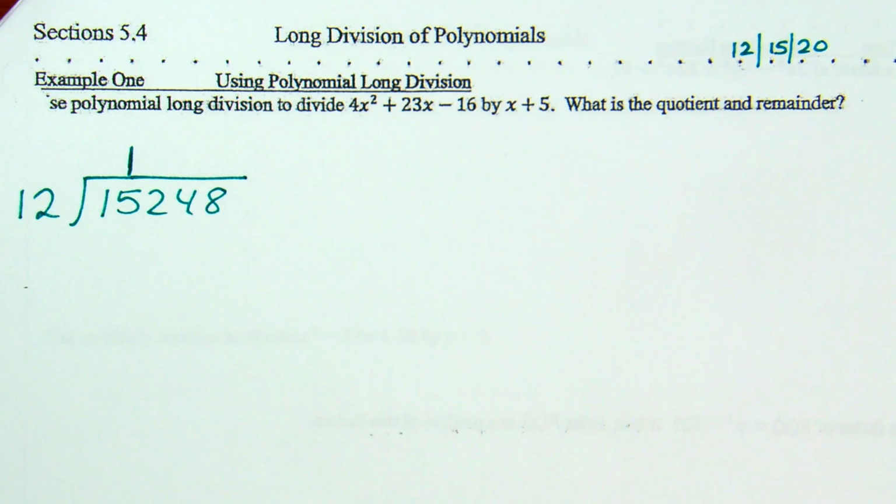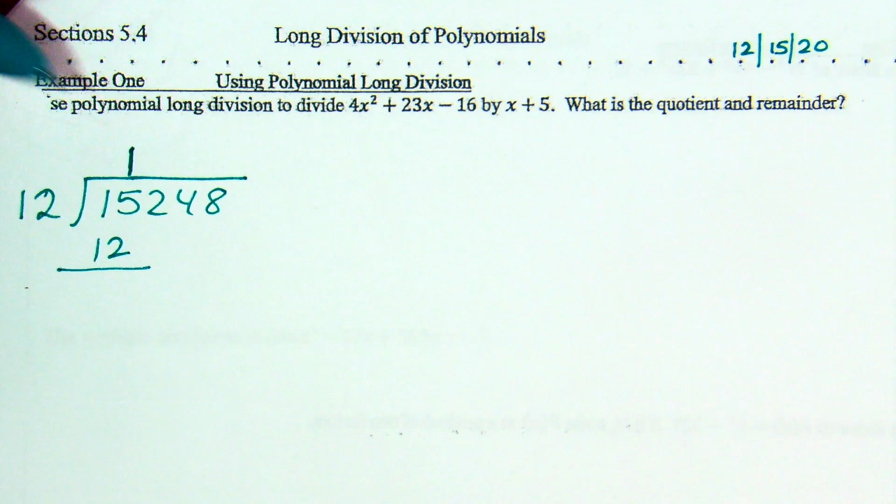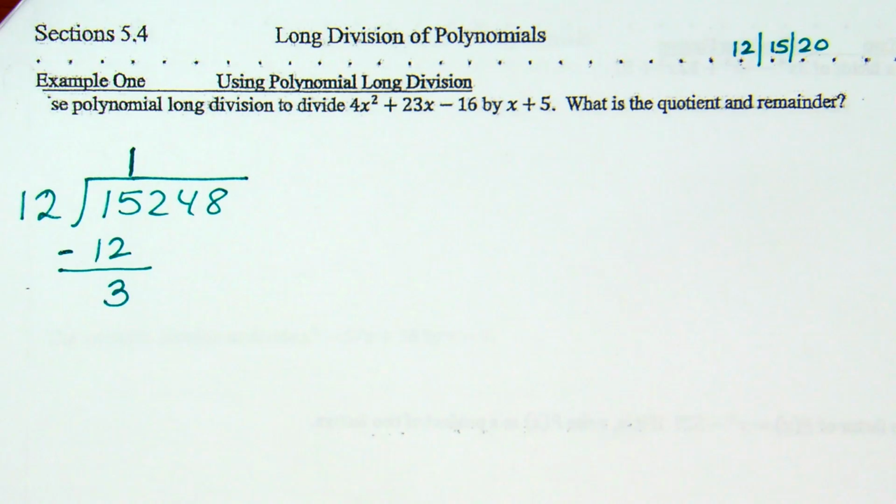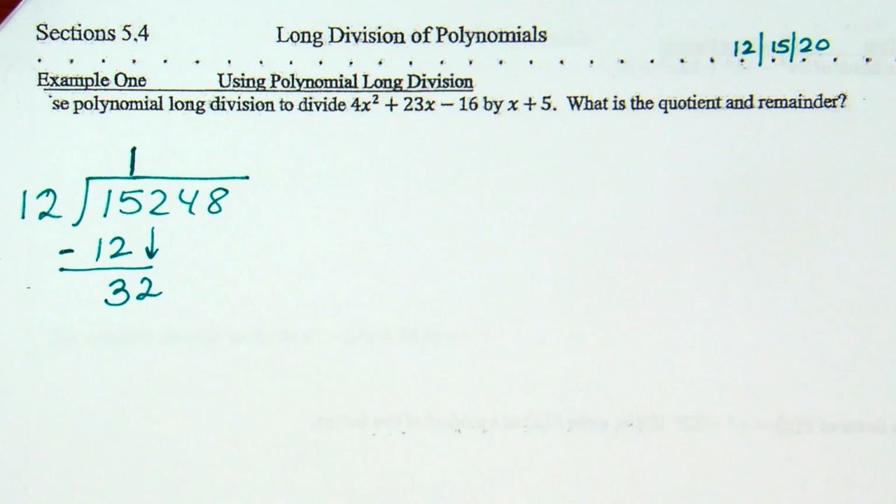Then what do I do? We're going to put the 12 under the 15. Now, it's technically doing 1 times 12, right? 1 times 12 is 12. And then we're going to subtract. 15 minus 12 is 3. Now what? Drop down the 2. Repeat the process.